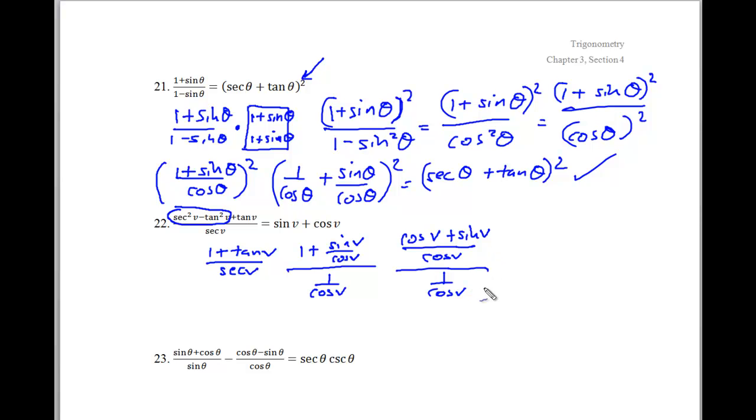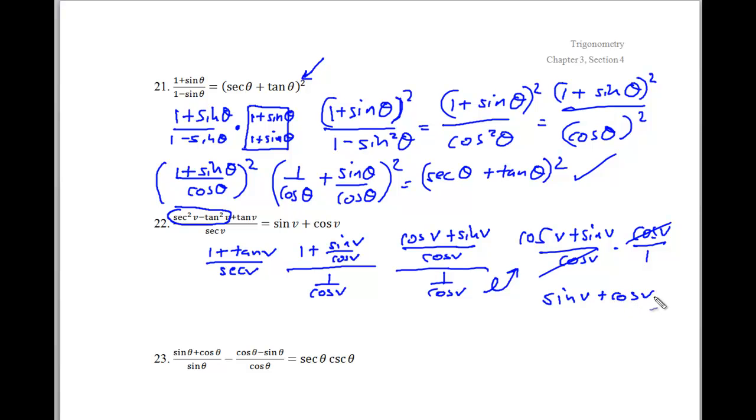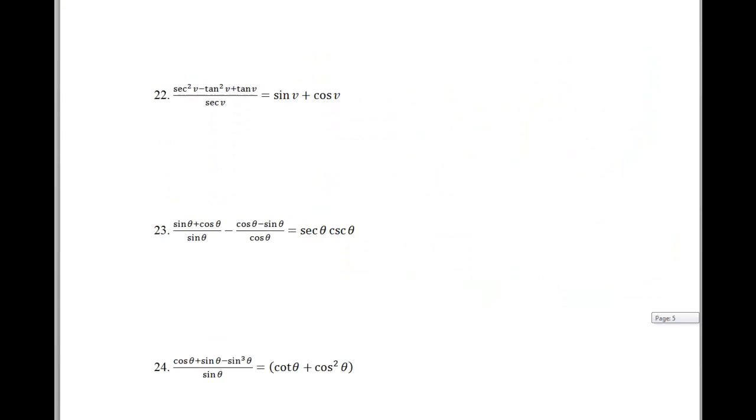Now if I skip, flip, and multiply and move this to the top, as shown in other videos earlier in this series, I have cosine of v plus sine of v divided by cosine of v, times cosine of v over 1, and these simplify, leaving me with cosine v plus sine of v, and using the commutative property, we have sine of v plus cosine of v. Woo! Now that is 2 of our 5 problems here. We've got 3 more to go.